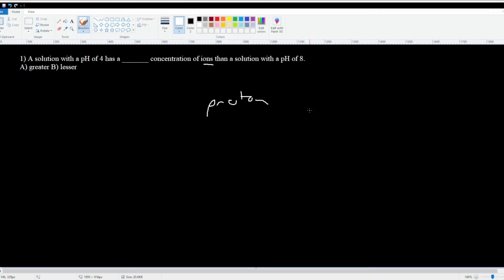So what is a proton? A proton, we just have hydrogen. Hydrogen has, of course, a mass of 1 and an atomic number of 1. So what does that tell us? That tells us that hydrogen is just a proton with no neutrons with 1 electron.